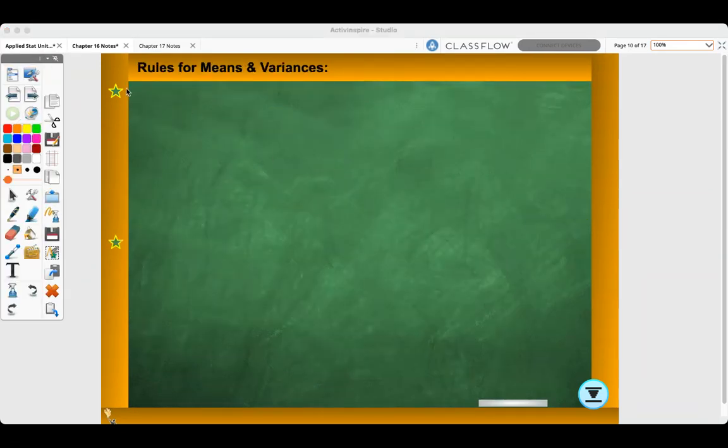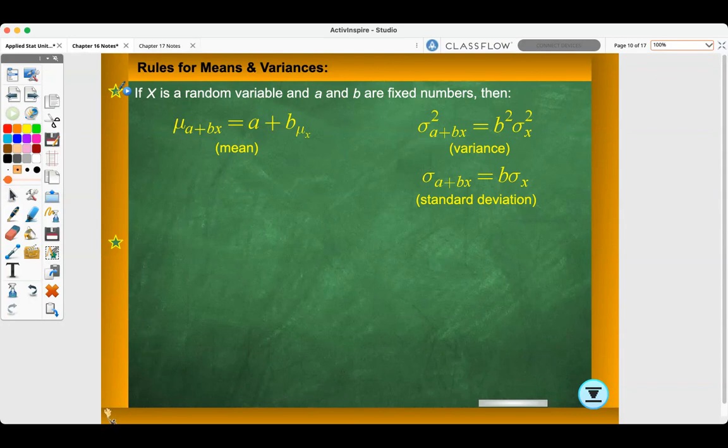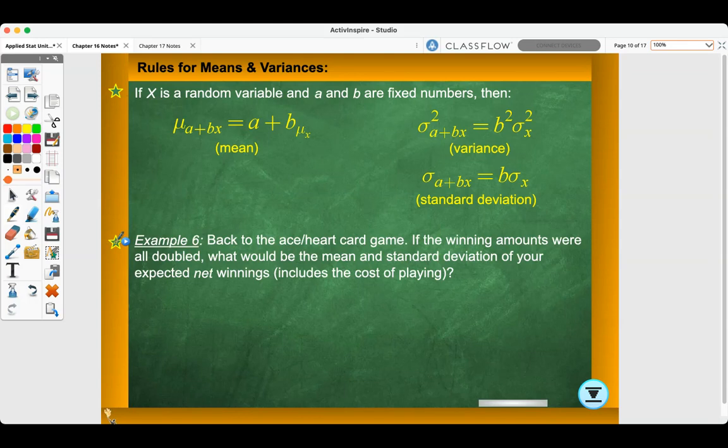Rules for means and variances. If x is a random variable and a and b are fixed numbers, then the mean of a plus bx equals a plus b times the mean of x. And the variance would be b squared times the variance, and the standard deviation would be b times the standard deviation. So let's look at example 6.